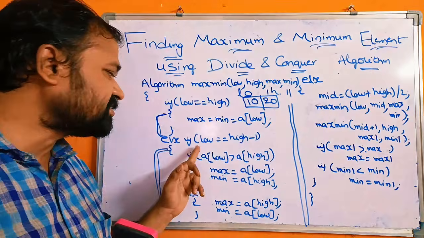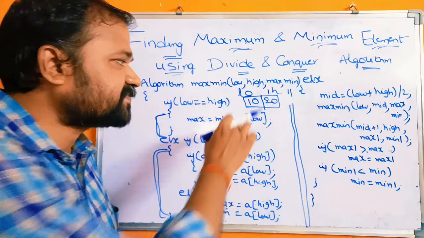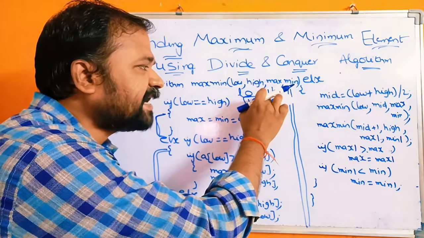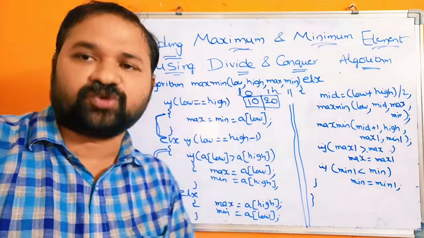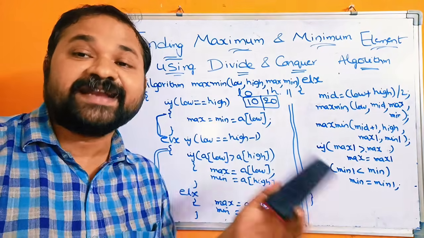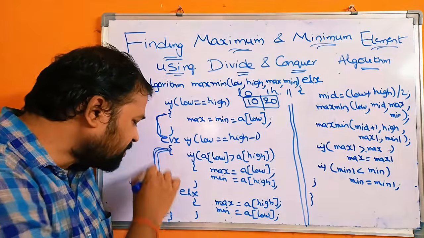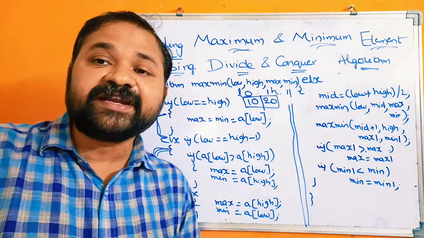Here what is the condition? Low double equals high minus 1. 0 double equals what is high? 1. So 1 minus 1 means 0. So 0 double equals 0. The condition is true. So this condition will get executed if the list contains two elements.